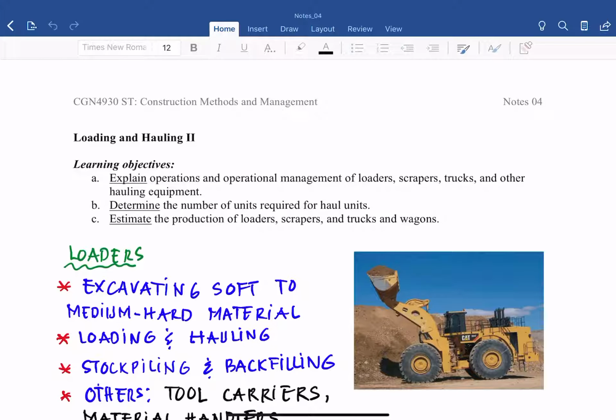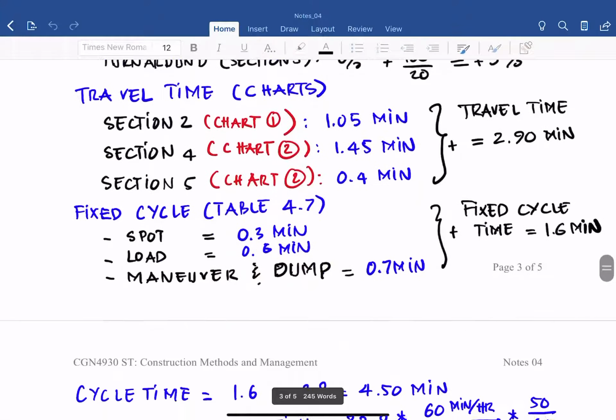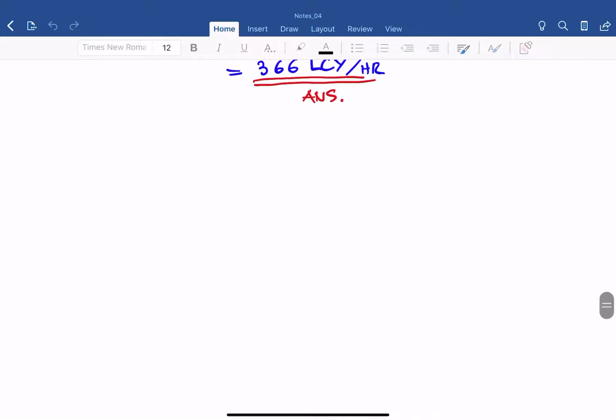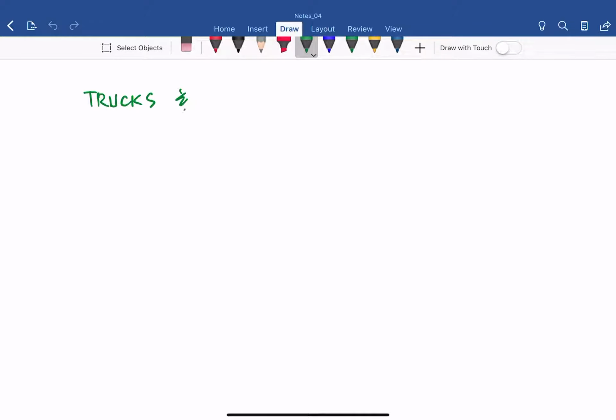What we discussed today is to determine the number of the trucks or wagons, and also the estimated production of those hauling equipment. So let's give a few notes on that one. So trucks and wagon.